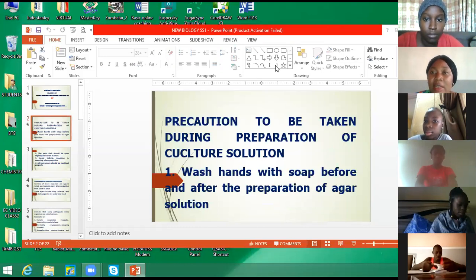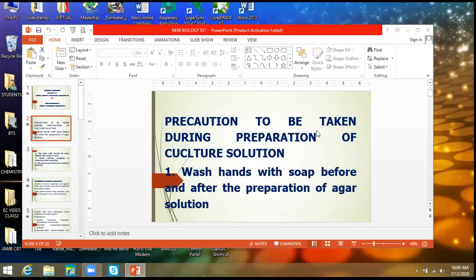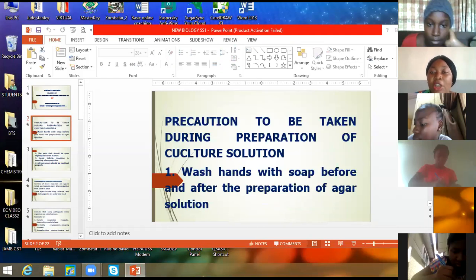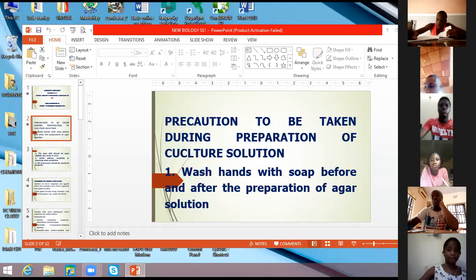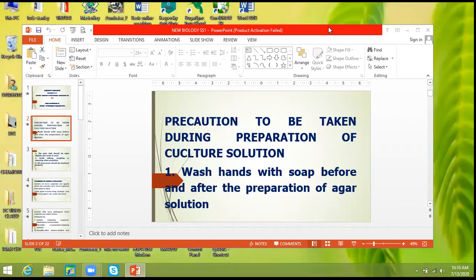Okay, let's start the class. Later we can take questions. Now, precautions to be taken during preparation of culture solution. I know most of you did the assignment and you sent it to my mail. That is for few. So many did not. But let's take a few. In case you don't have these ones in your notes, you can as well add them up.